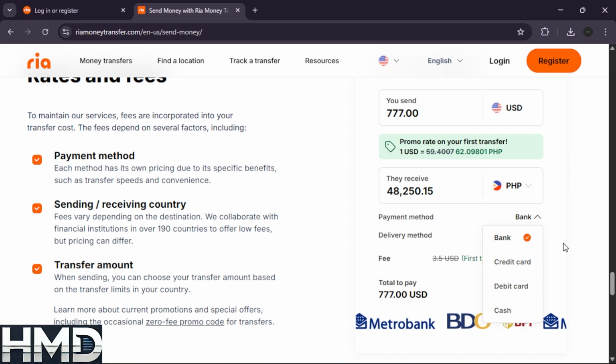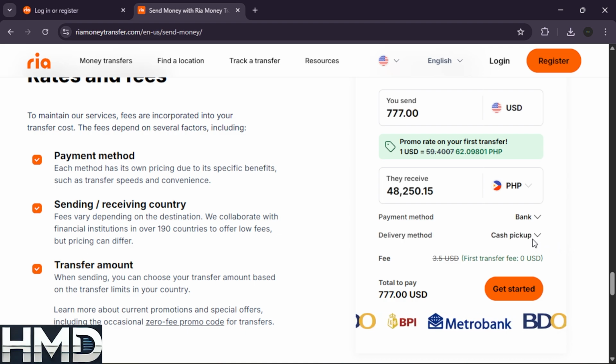This is the most important part because it determines how fast the money gets there. By picking the right way to pay, you are telling the system how to process your request. And then just type in the full name of the receiver and hit the button to send.